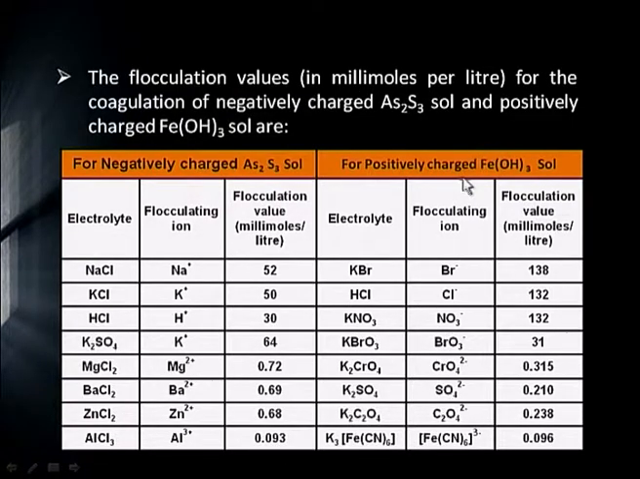Similarly, if you look at the flocculation values for ferric hydroxide sol, where the flocculating ions are anions, bromide, chloride, nitrate, bromate, which are univalent, having values 138, 132, 132, very close to each other, with the exception of bromate ion, which is 31. And then we have divalent ions where it comes down to 0.315, 0.210, 0.238, and then finally for the ferricyanide ion here it is 0.096.